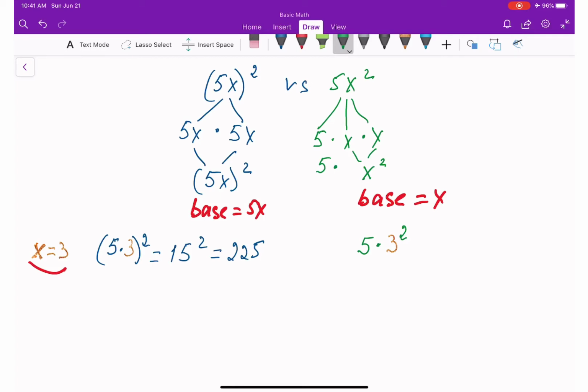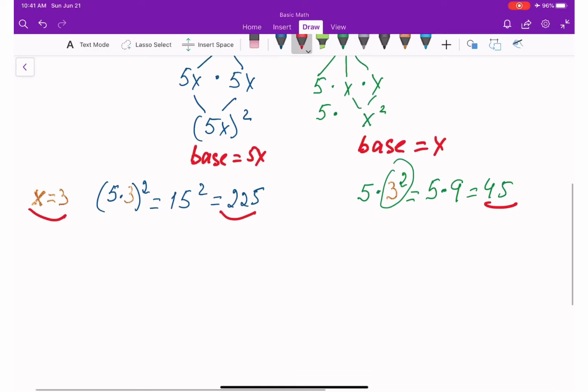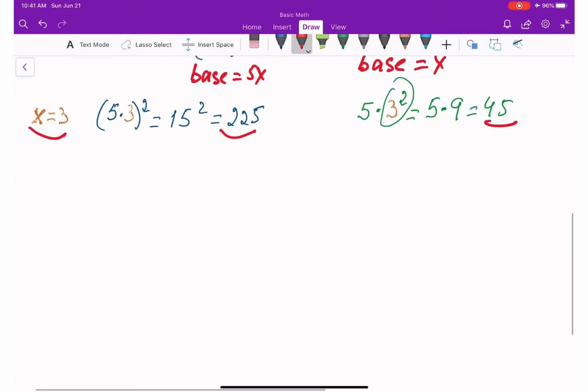Well, as you know, first comes power in the order of operations. First comes power and then multiplication. So we'll do 5 times this 3 to power 2, which is equal to 9. So we get 45. Look what difference parentheses make. So this is 225, this is 45. Okay, let's move to the next case.